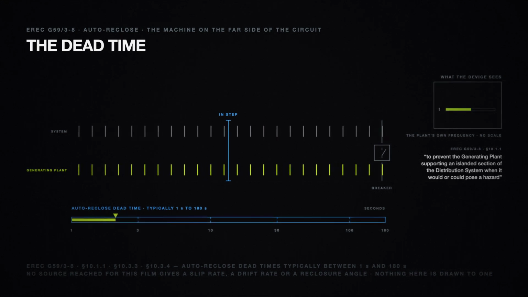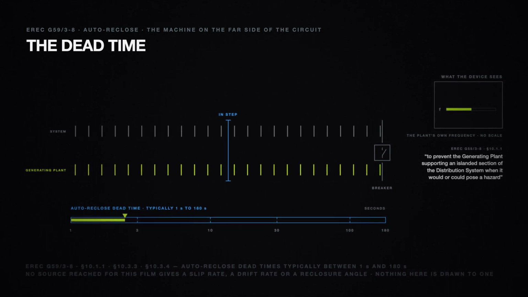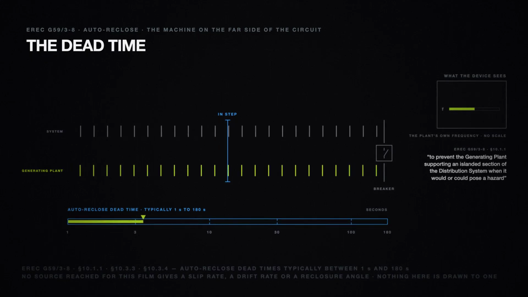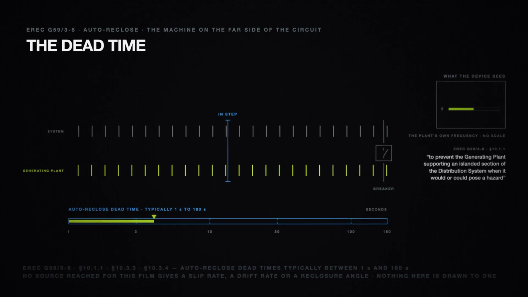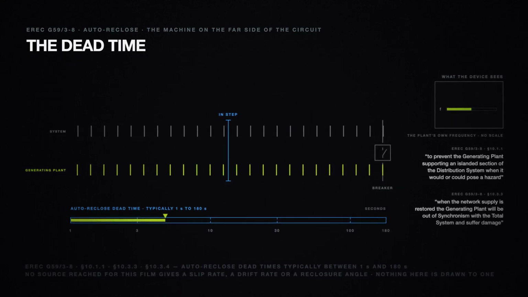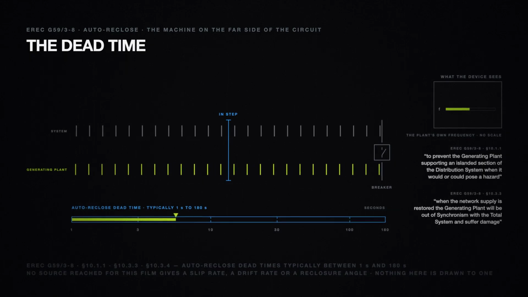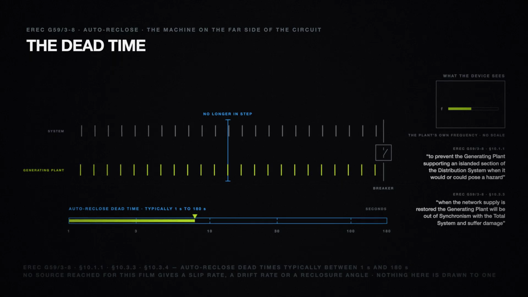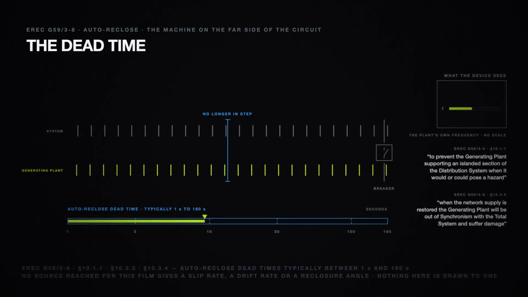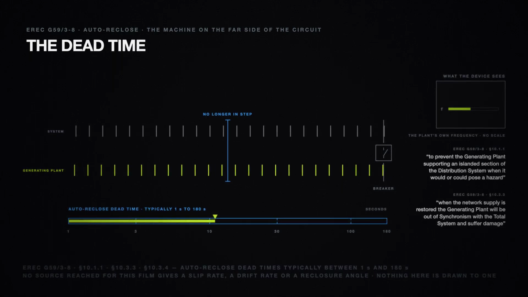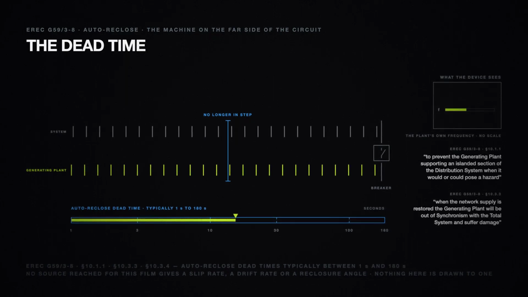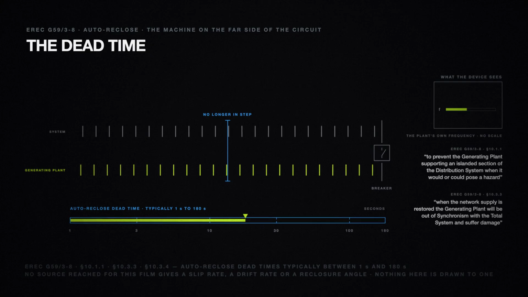The protection exists to prevent the generating plant supporting an islanded section of the distribution system when it would or could pose a hazard. Then the second, about the machine itself. If the plant continues to operate, there is a risk that when the network supply is restored, the generating plant will be out of synchronism with the total system and suffer damage. Out of synchronism describes what happens while nobody is watching.